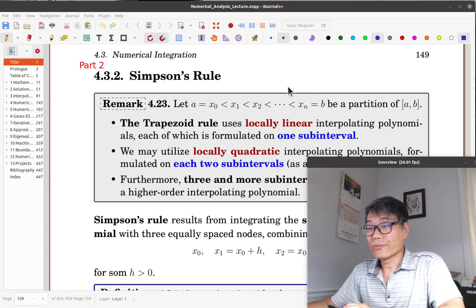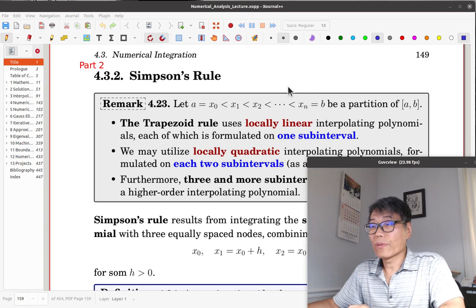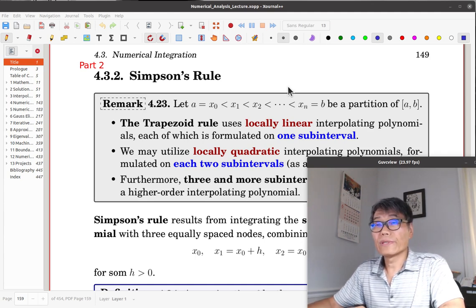It is part 2 of section 4.3. In the first part, we considered the trapezoid rule. In this part, we'll study Simpson's rule and Simpson's 3/8 rule.